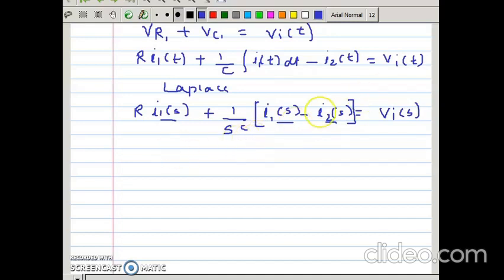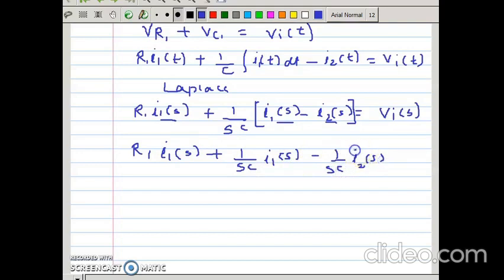Then suppose we simplify this step. R1 I1 of s is as it is, plus 1 upon sC multiplied with I1 of s minus 1 upon sC multiplied with I2 of s, equal to Vi of s. This is the first equation, which we call A.